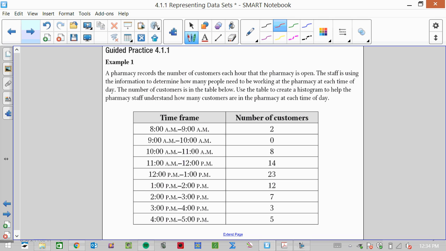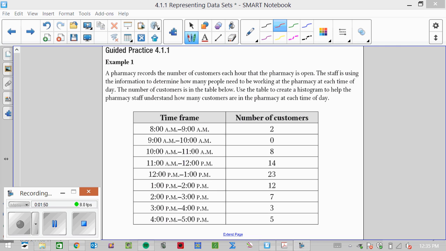So let's look at our very first example. And this example is in your workbook, pages 9, 10, and 11. So example 1 is on workbook page 9. So let's read the problem. A pharmacy records the number of customers each hour that the pharmacy is open. The staff is using the information to determine how many people need to be working at the pharmacy at each time of day. The number of customers is in the table below. Use the table to create a histogram to help the pharmacy staff understand how many customers are in the pharmacy at each time of day.